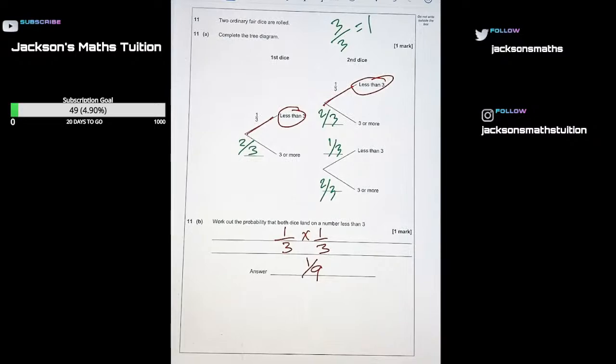Why do you times and not add? Because it says the probability both of them will land on less than 3. So it's 1/3 and 1/3. So if you roll the two dice, you're rolling them at the same time. Okay? So it's going to be a third on one dice, a third on the next. So it's going to be a third and a third. So you have to multiply. The question says, work out the probability both land on a number less than 3. Less than 3. So you have to use a third here and a third over here.